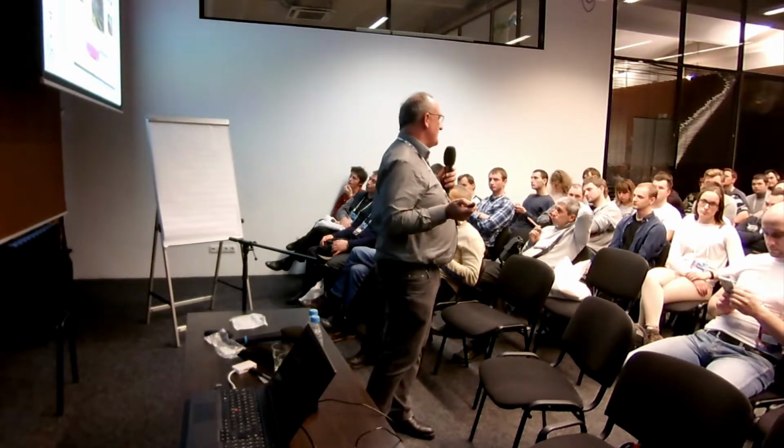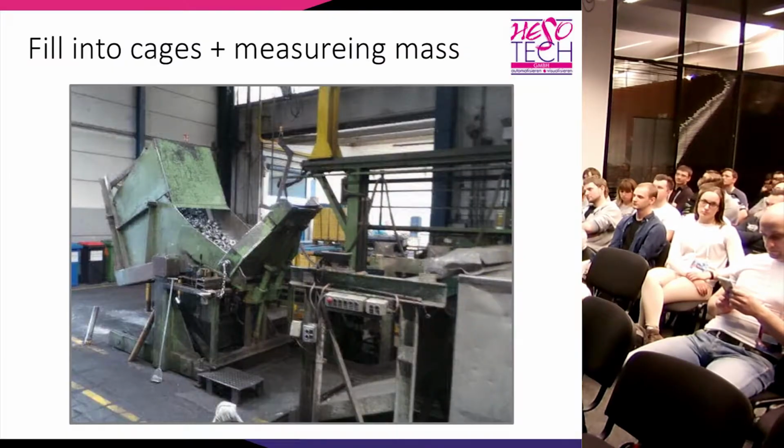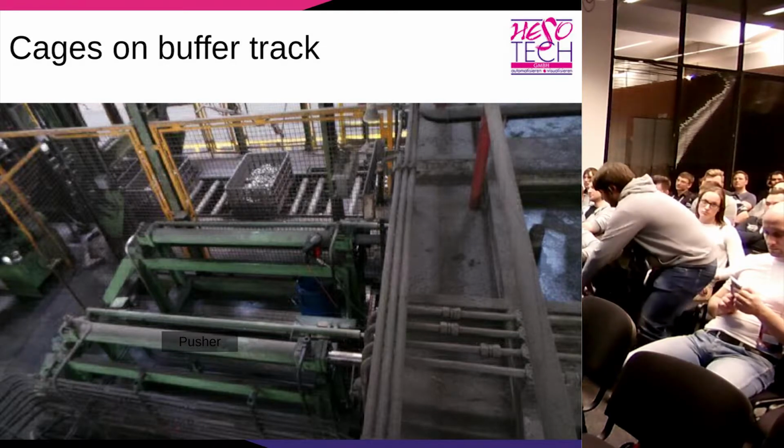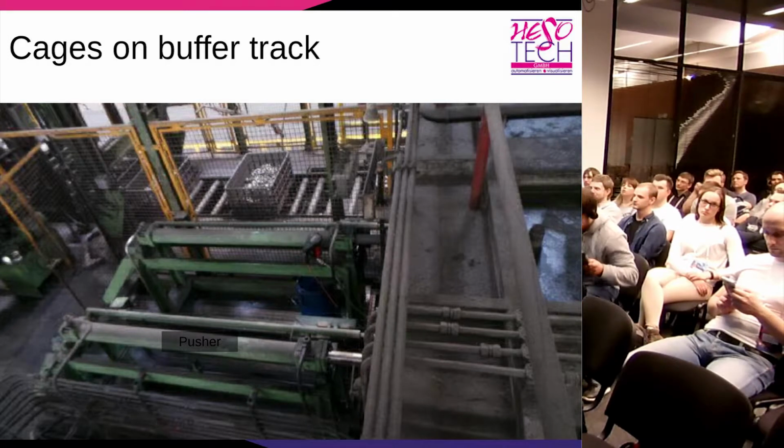So you see that is real production, and it is really also a little bit dirty. So that is the scale where we have to measure the masses. There you see these are the pushers. This is the cage with the material inside.